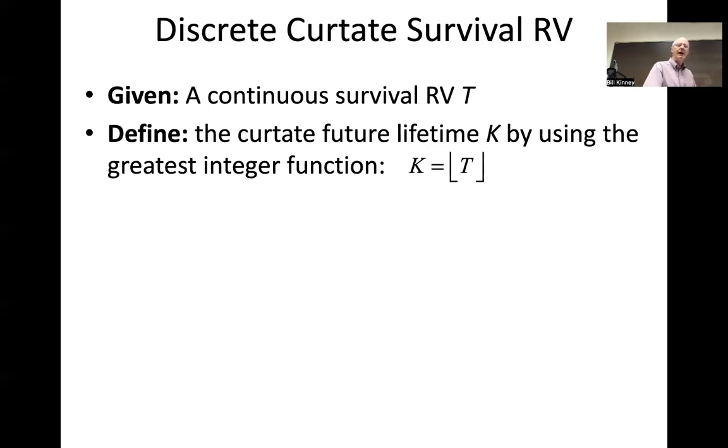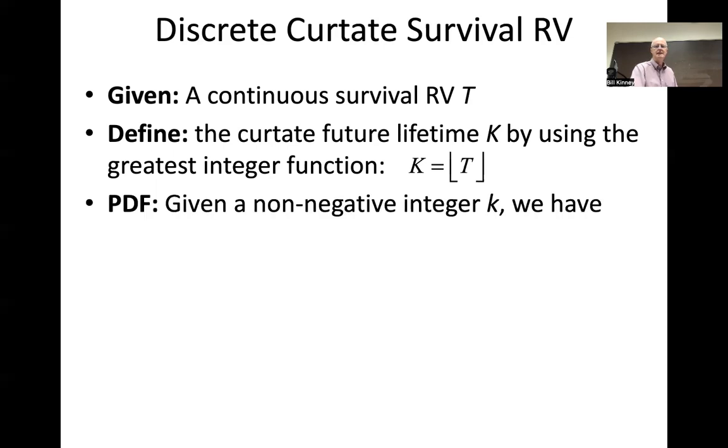So we create a new random variable from the original random variable, very much related to the original: take the age that they lived to and then round down to the nearest whole number. That's what this means. There are 2 slides left, but I think we only have time for this one slide. What's the PMF of this? Probability mass function. Given a non-negative integer k, k could be 0.